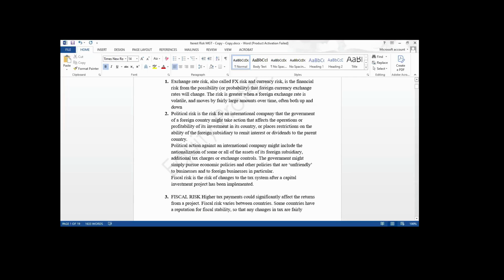We also have the issue of taxation. Fiscal policy. Every country has its own tax system. The tax system in Nigeria may be different from the tax system in Ghana.